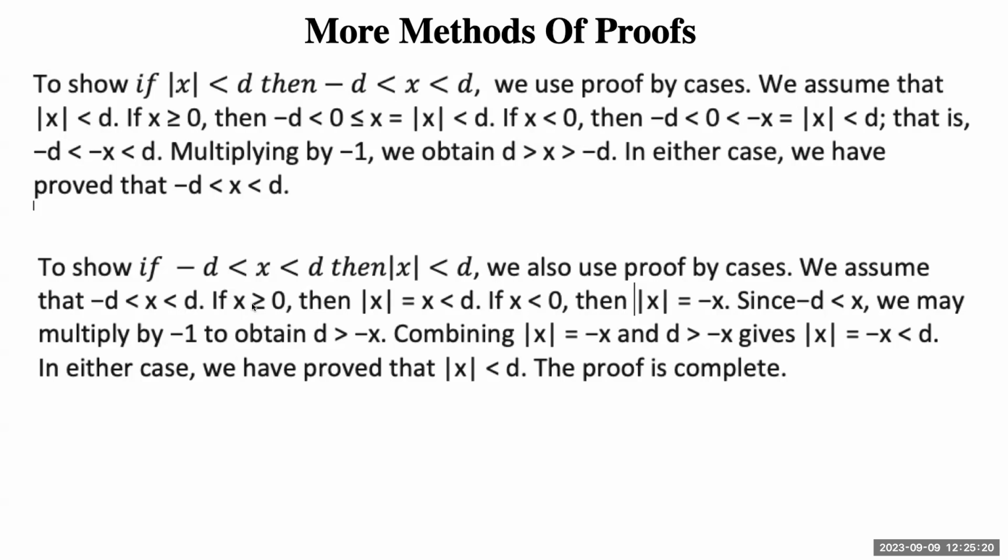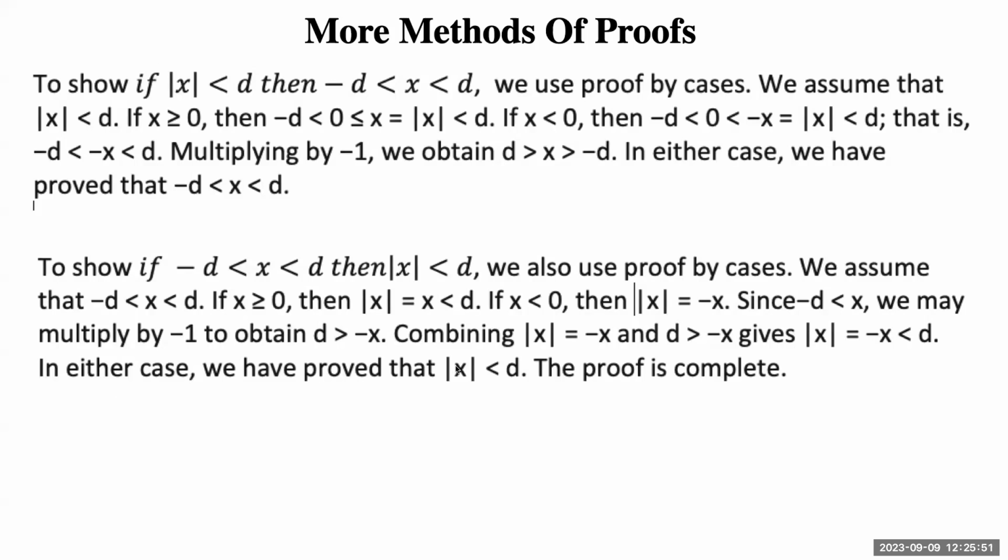If x is greater than or equal to 0, then absolute x equals x, which is less than d. If x is less than 0, then absolute x equals negative x. And since negative d is less than x, we may multiply by -1, and d is greater than negative x. And combining the fact that absolute x equals negative x and d is greater than negative x, we get absolute x equals negative x less than d.